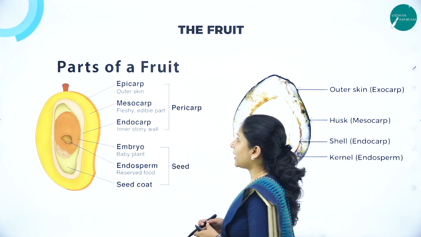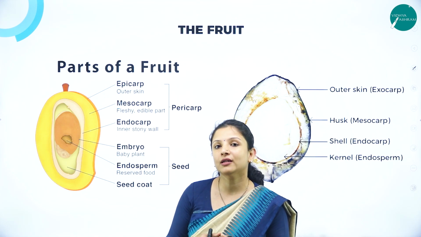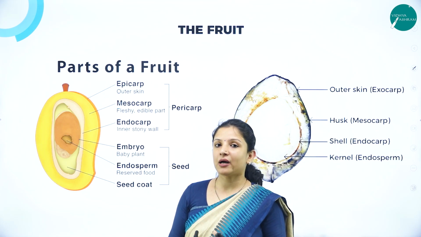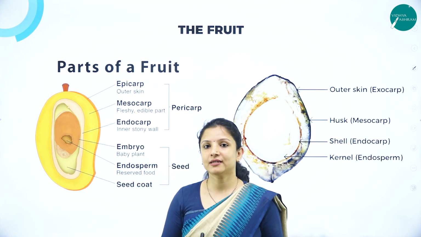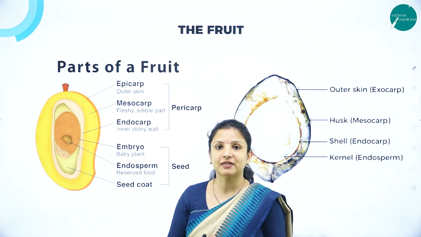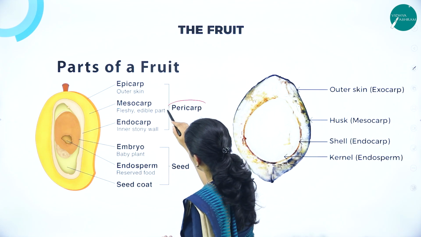So talking about the parts of a fruit, the fruit is made up of outer skin. You all have eaten a mango, right? So mango, there is the outer skin, inside is the pulpy fleshy part that is there, and inner to it there is the presence of the seed. So it has a pericarp. So what is this pericarp made up of?